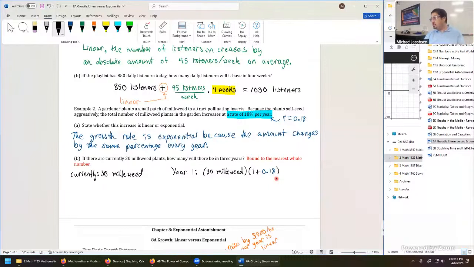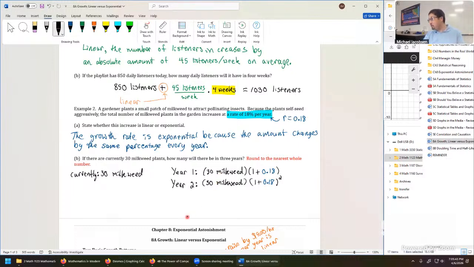If we want to know how many milkweed will be in the garden in year 2, we would just take the amount we have in year one and then multiply it by this factor again. But that would mean take 30 milkweed, multiply it by 1 plus 0.18, now raised to power 2. And then the pattern just keeps on going.